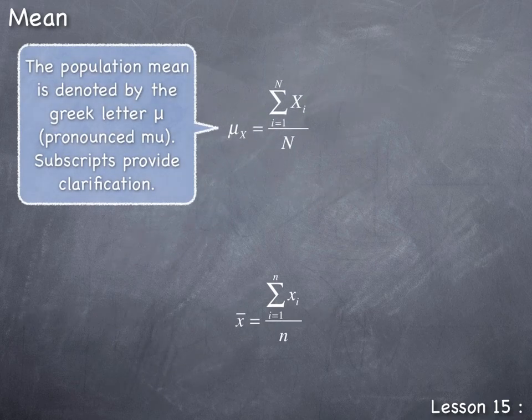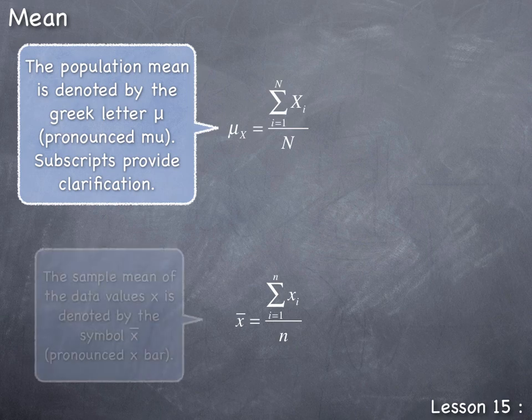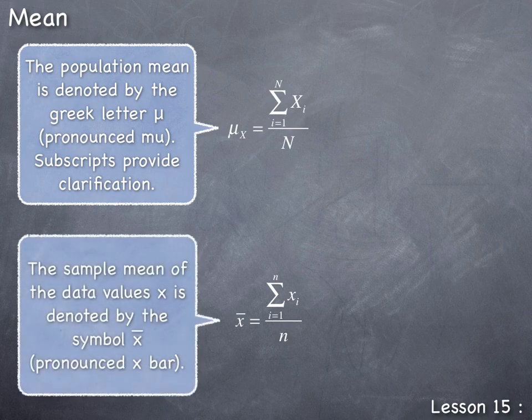The population mean is denoted by the Greek letter mu. Subscripts provide clarification. Here, it's denoted as mu sub capital X, denoting that this is the mean for the population of all the data values. But if the data was grade point averages, we could denote it as mu sub GPA for the population mean of all grade point averages. The sample mean of the data values x is denoted by the symbol x bar.